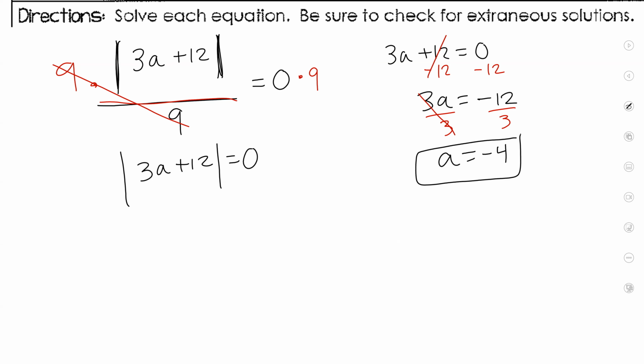And let's plug it in to make sure it's true. Let's plug in a negative 4 into the original problem. All right. So I'm going to go back to the original problem here. Okay, so instead of an a, I'm going to plug in that negative 4. All right, guys, 3 times negative 4 is negative 12. And what's negative 12 plus 12? 0, absolute value of 0. 0, 0 divided by 9, 0. So it's true. This is your solution. It's not extraneous. When we plugged it in, it was true.